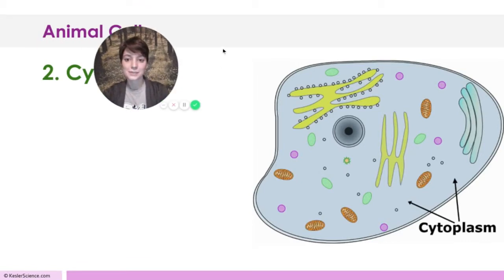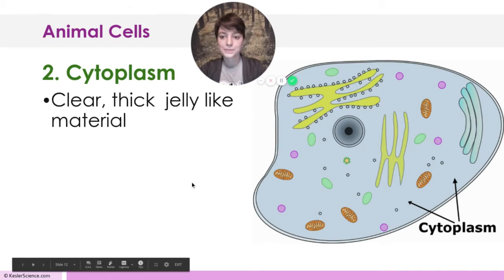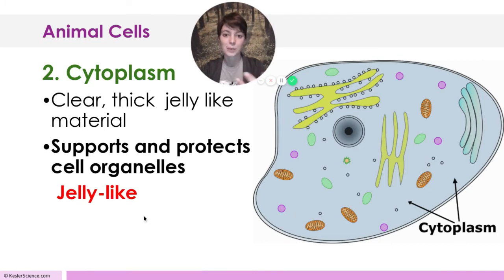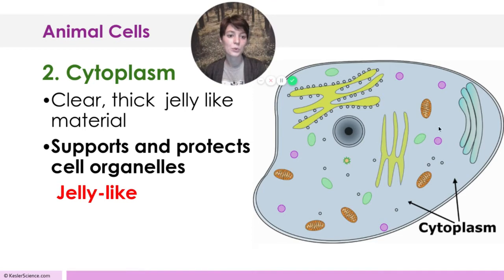Next, cytoplasm. So cytoplasm is, again, the jelly-like matrix, and it supports the cell, so it keeps its shape. Think of like a water balloon. If it lost its water, it would have no shape and it would just shrink. So the cytoplasm takes up most of the space, and it's kind of the filling. And all the organelles are floated and protected by the cytoplasm because it does give some cushion.